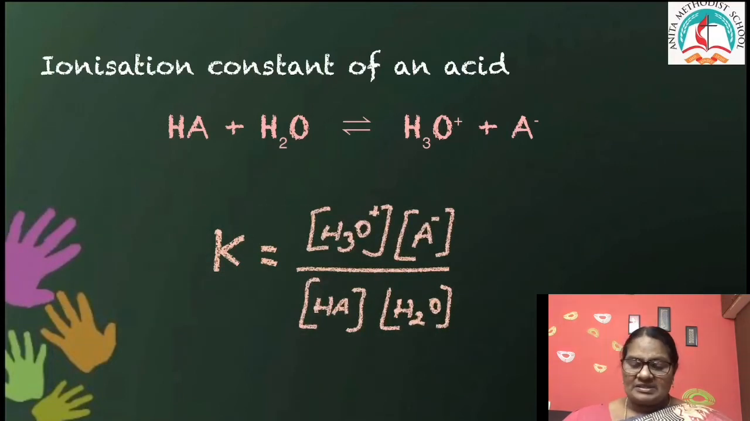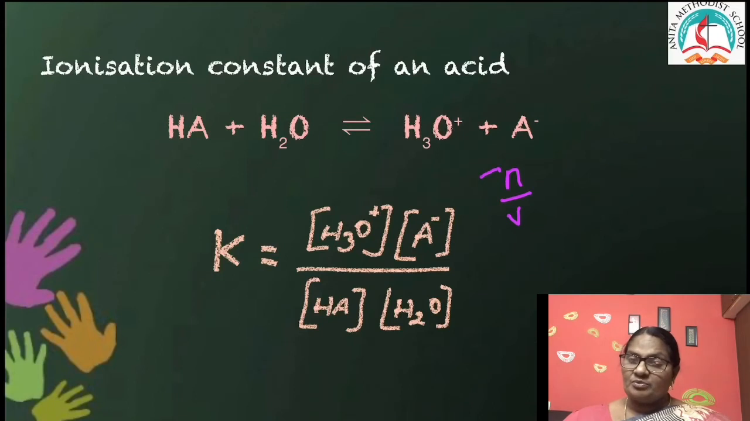Applying the law of mass action, it says the dissociation constant is equal to the product of the active mass of the products divided by the product of the active mass of the reactants. Now, so I get what? K is equal to concentration. When I write the molar concentration in square brackets, it's called as active mass.